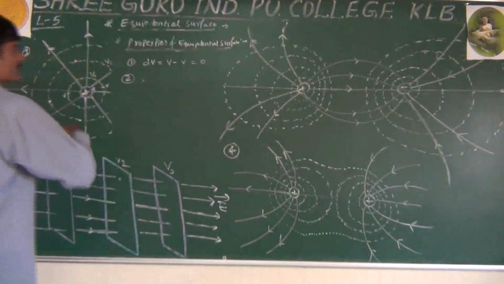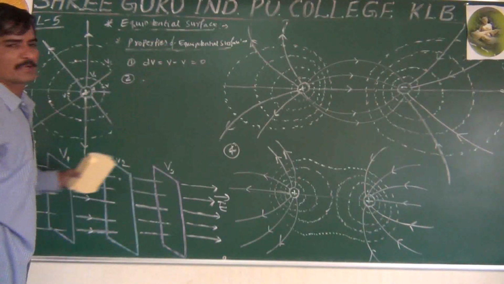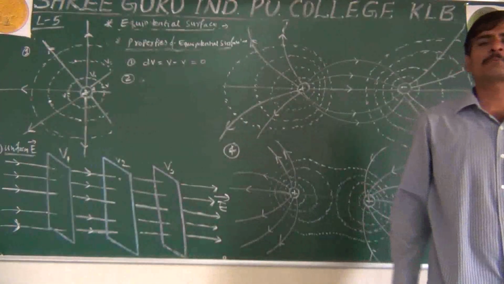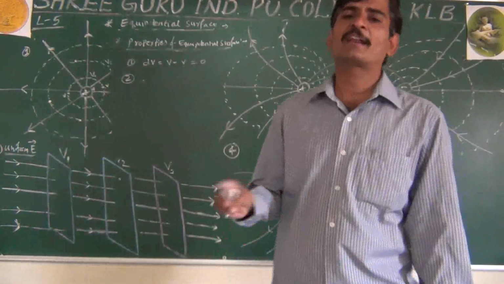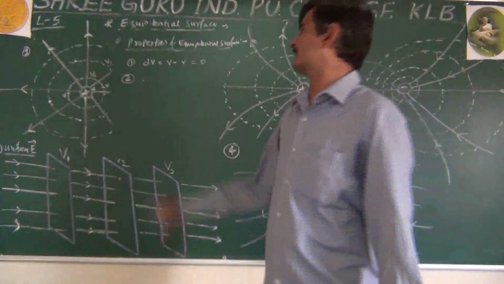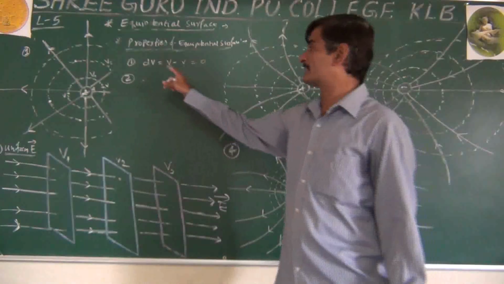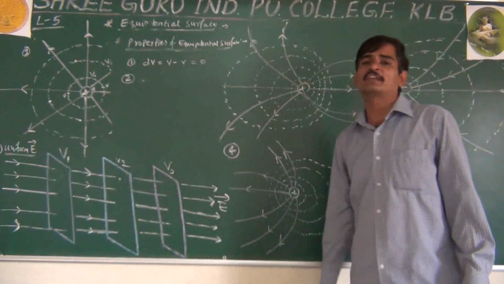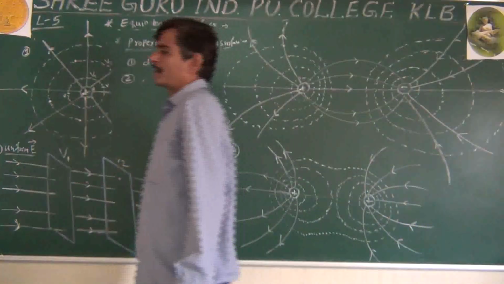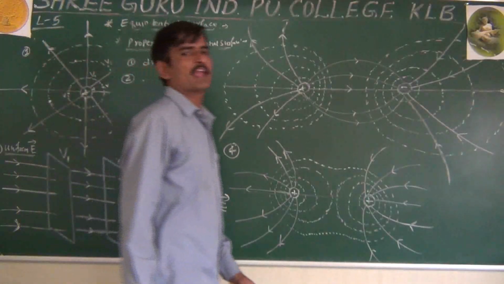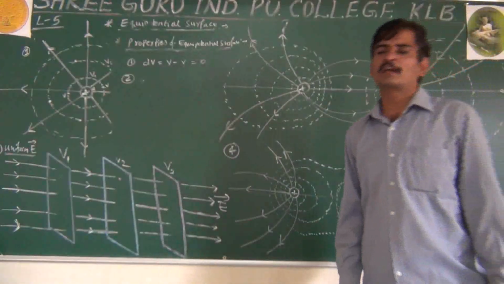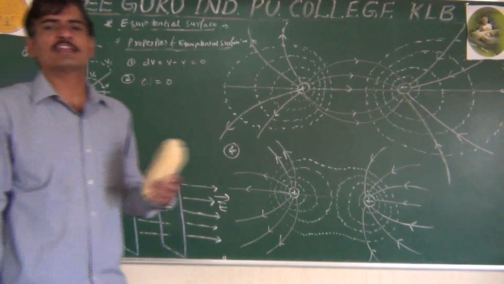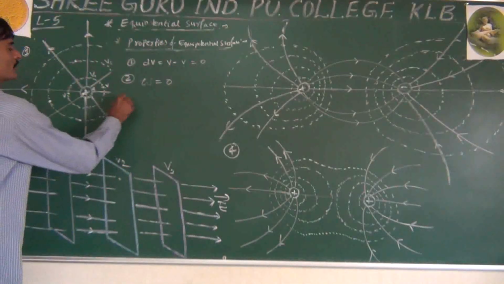Understood? The first property of equipotential surface is that the electric potential difference between the 2 points on an equipotential surface is 0. And the second property is that the work done in moving a charge from one point to another point on an equipotential surface is 0. So now, the third property.